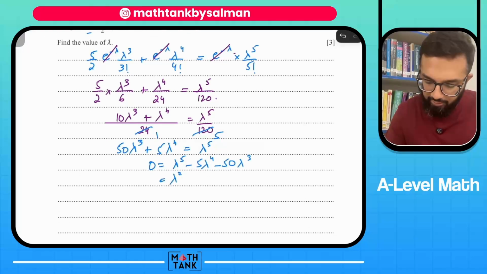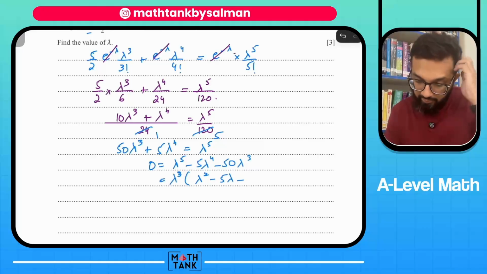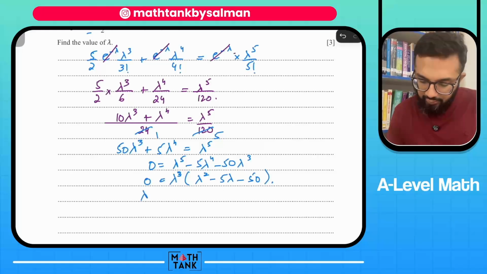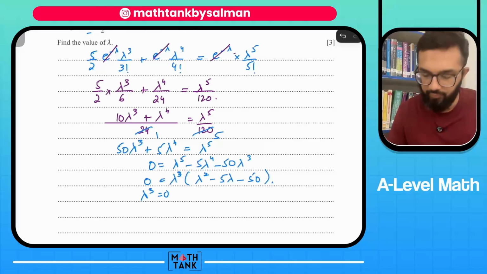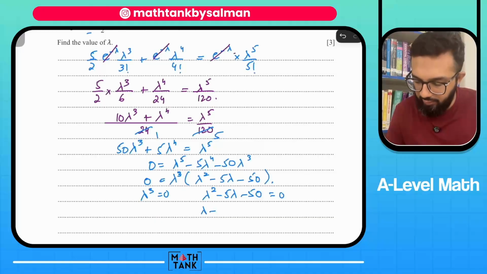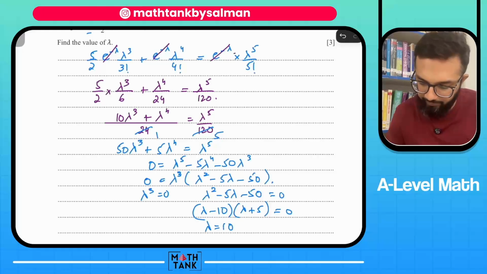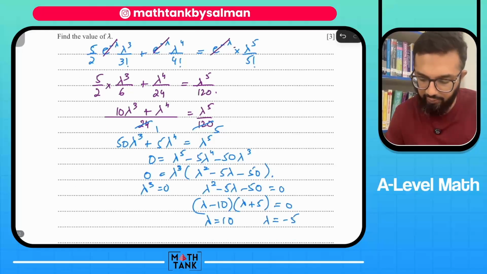Lambda cubed can be taken out as common. So lambda squared minus 5 lambda minus 50. Either lambda cubed equals 0 or lambda squared minus 5 lambda minus 50 equals 0. I can factorize this as lambda minus 10 and lambda plus 5, I think. So lambda equals 10 or lambda equals minus 5.